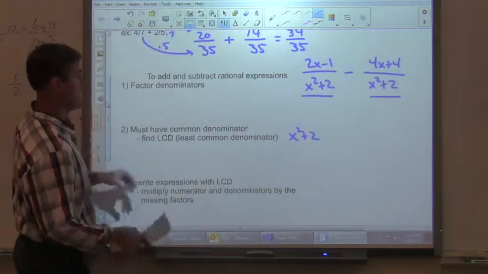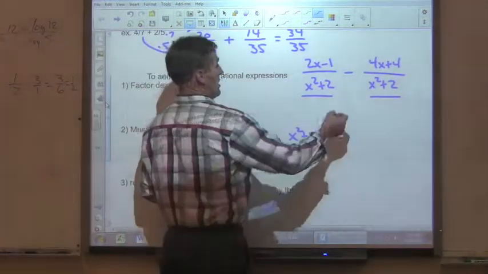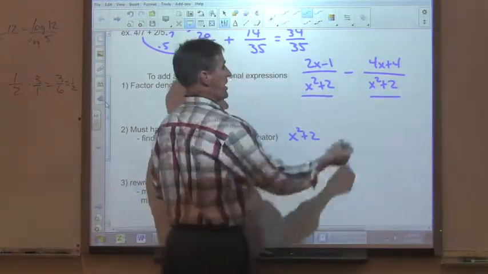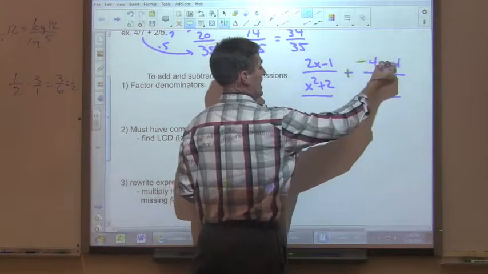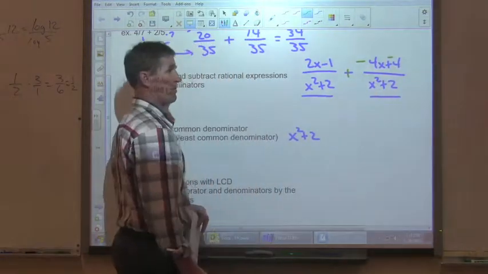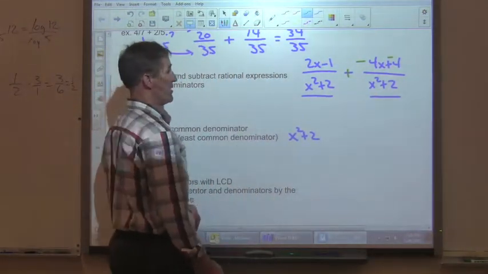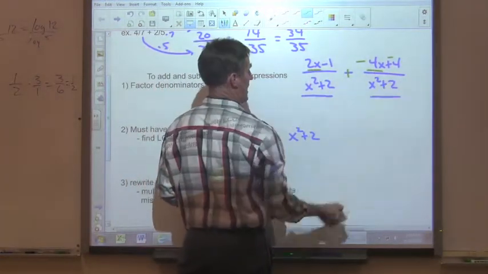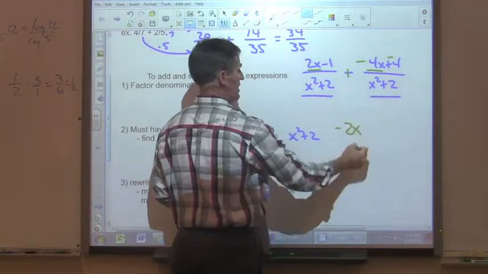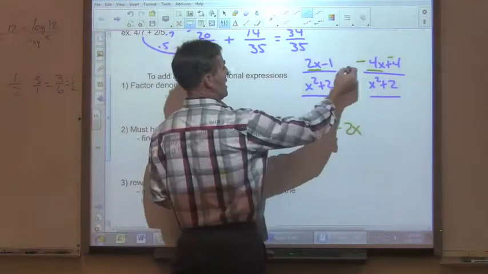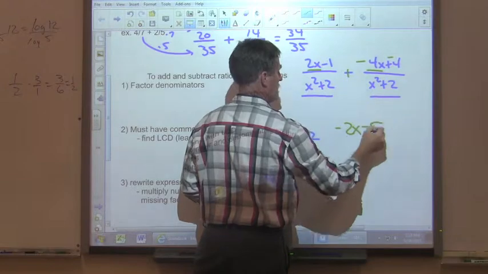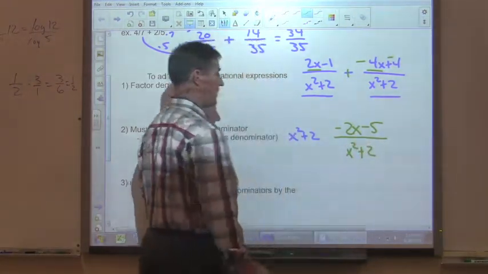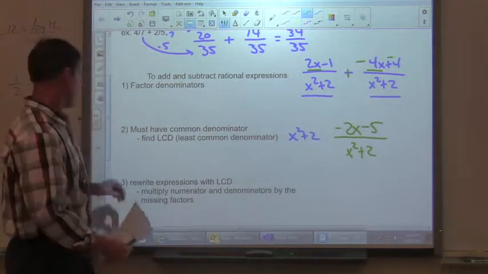So if we go back to this problem now, with subtraction signs, my advice is change it to addition and change the sign of everything in the numerator after the addition sign. So now we combine like terms, so 2x plus a negative 4x is a negative 2x. And negative 1 plus a negative 4 is a negative 5. And we get over x squared plus 2. And in this case, we're finished.